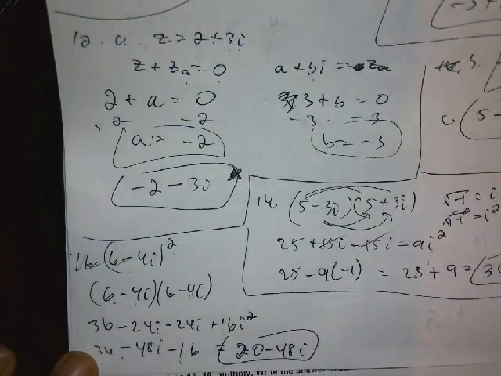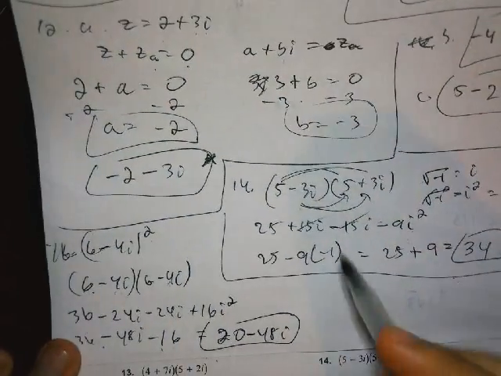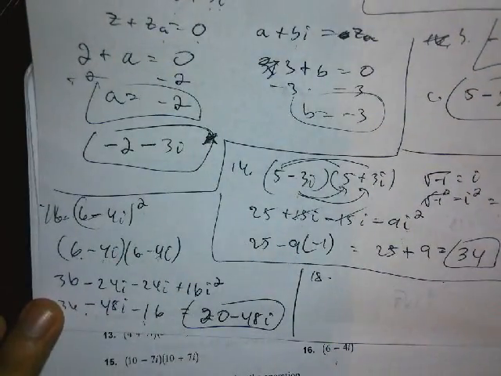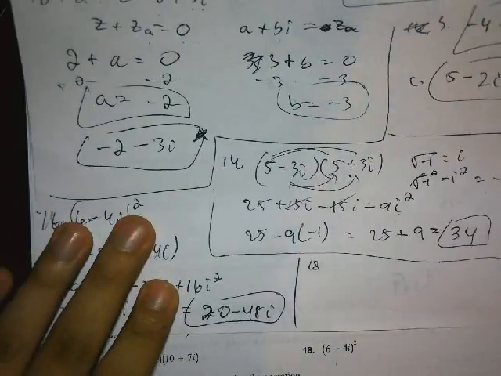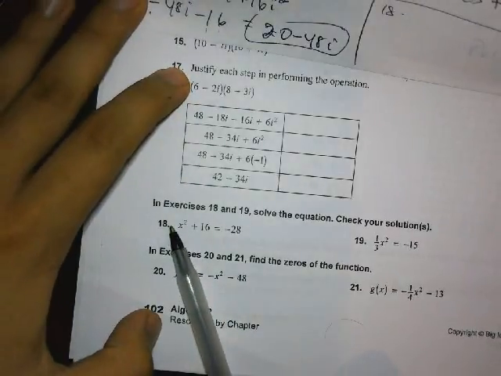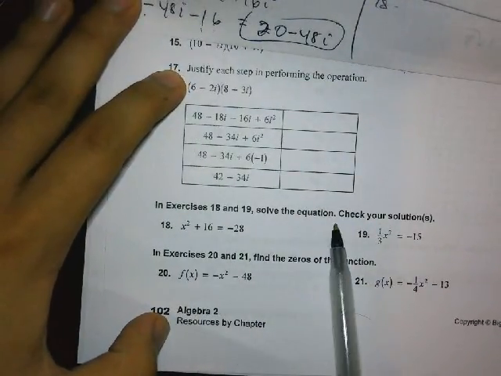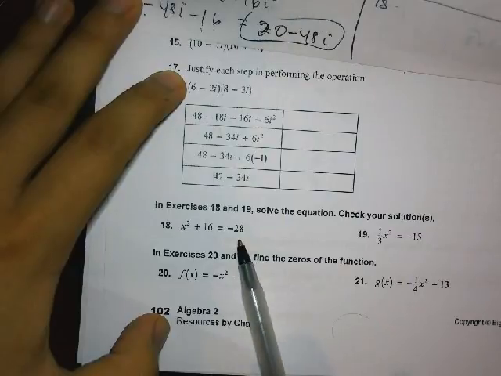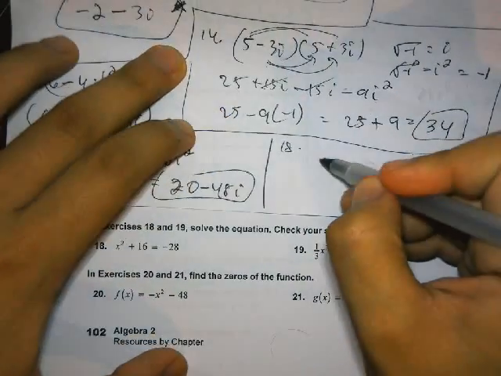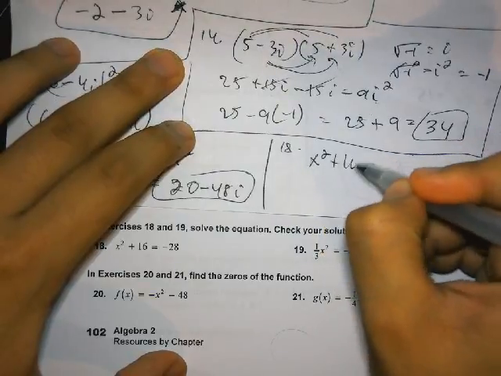Alright, almost done, guys. Number 18. In exercises 18 and 19, solve the equation and then check your solution. So here our problem reads x squared plus 16 is equal to negative 28.